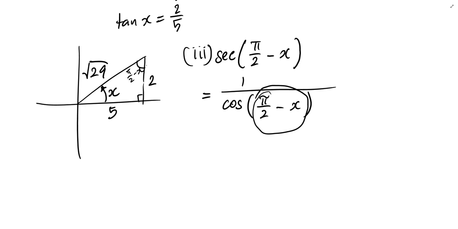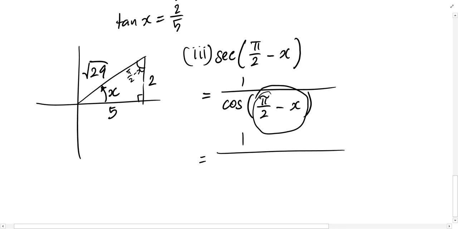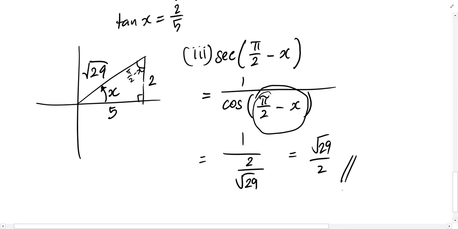So what is cosine of that angle? Where's your adjacent? Which side is it? 2. Okay. So 2 over hypotenuse? Square root 29. And we get the answer as? Square root 29 over 2. Done. Okay?